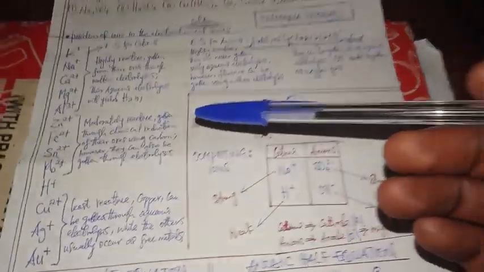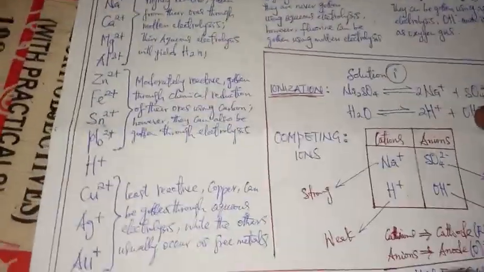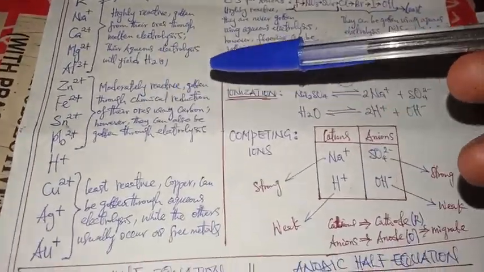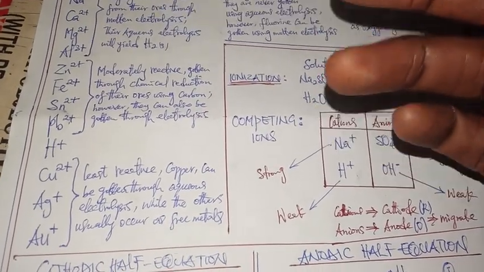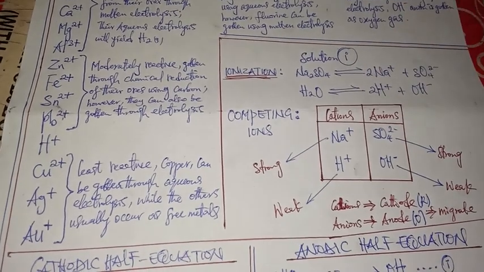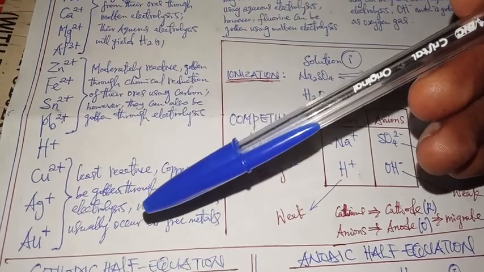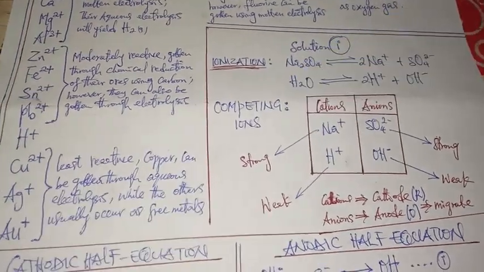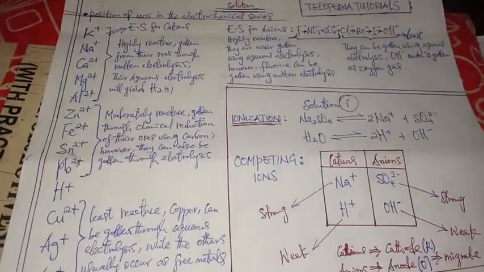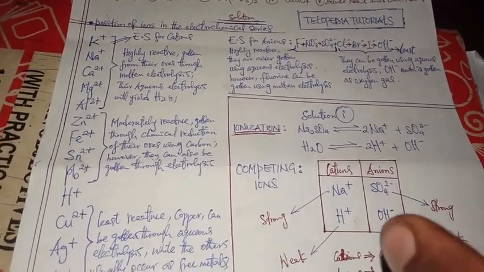So during electrolysis, if two ions are competing, you need to compare them in your electrochemical series. The one that is above is strong. It will not be discharged, that is, it will remain in the solution. The one that is below is weak. That means it's going to be discharged. It's going to move away from the solution. So that's the basic law with respect to the electrochemical series: strong ions remain in solution, weak ions are discharged.